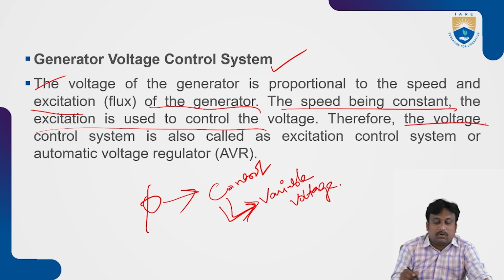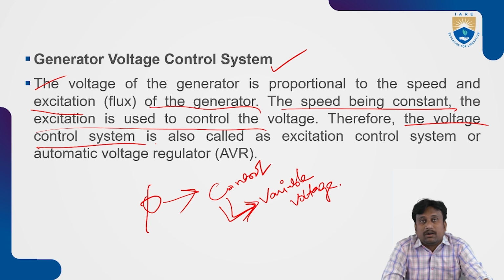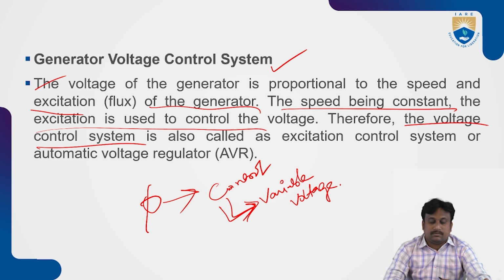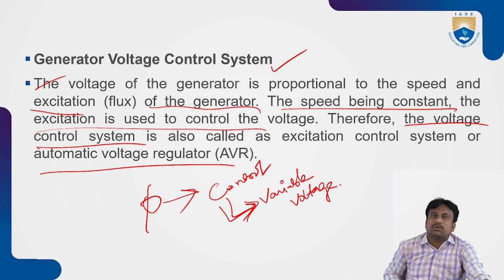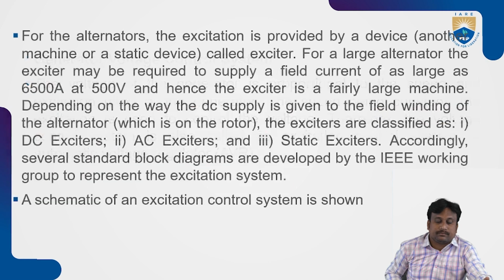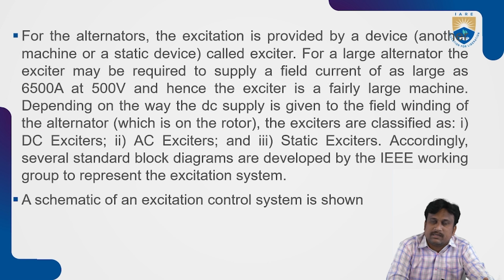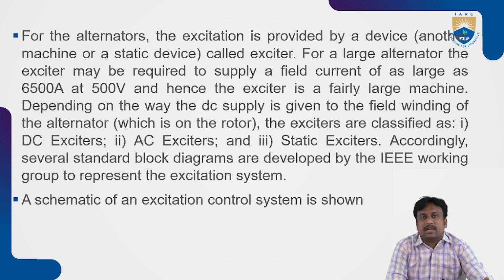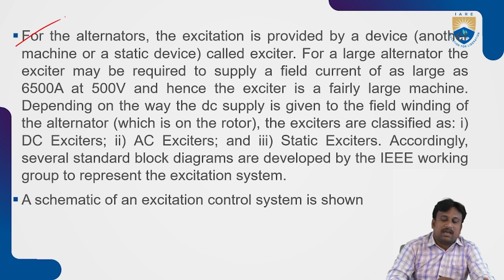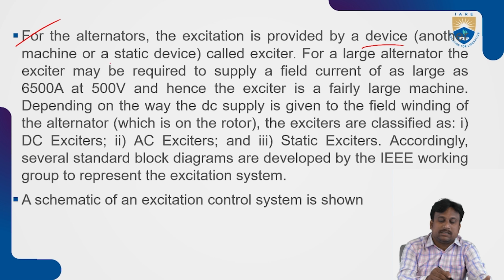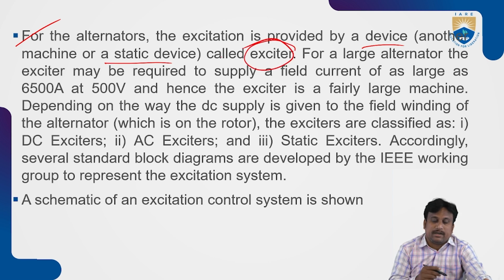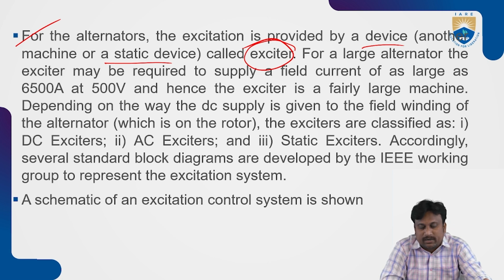Therefore the voltage control system is also called the excitation control system or automatic voltage regulator, also known as AVRs, or these may also be known as boosters. They can set the required voltages. For alternators, the excitation is provided by a device, that is another machine or another static device, which is called the exciter. This is ready to excite the alternator voltage.